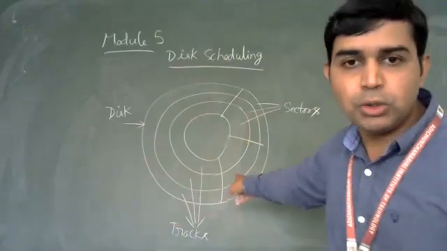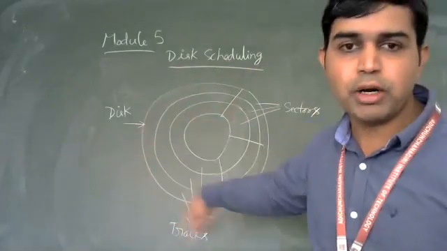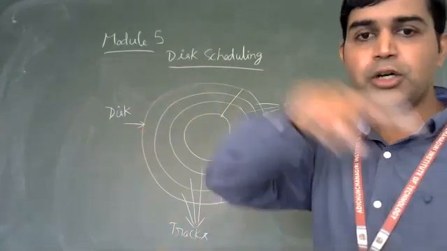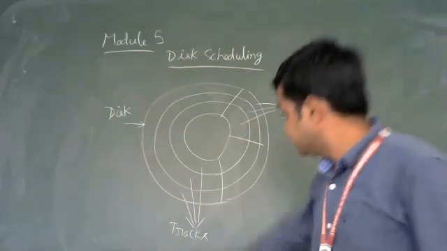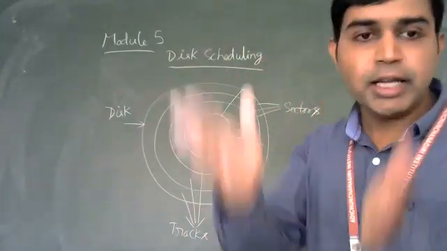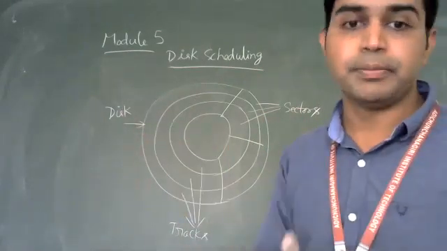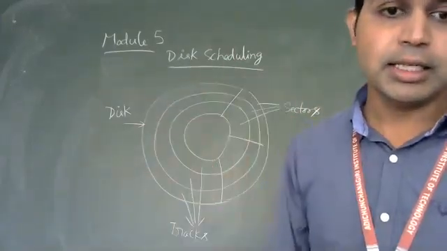To explain that concept, this is a diagram I have drawn. This is one surface of your disk. The circles you can see are called tracks. And the portion in that particular track is called a sector, a part of your track. Part of the track is called a sector.